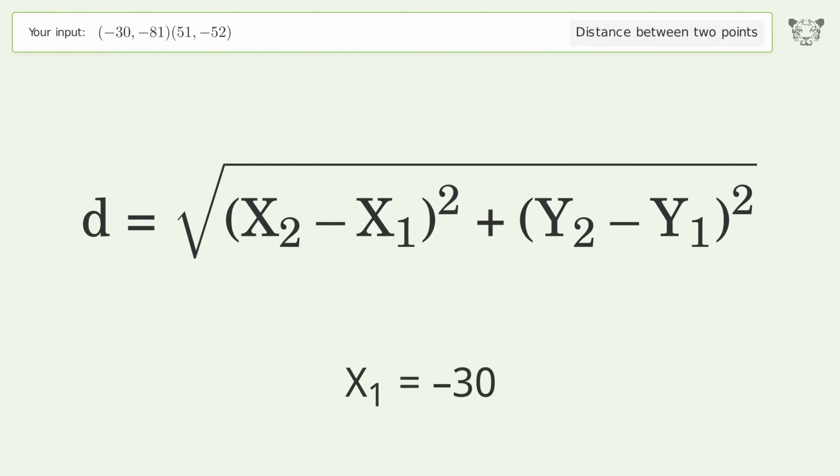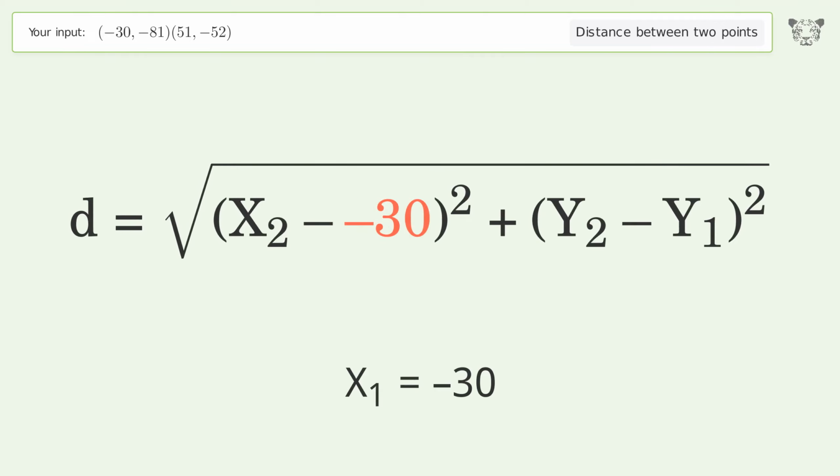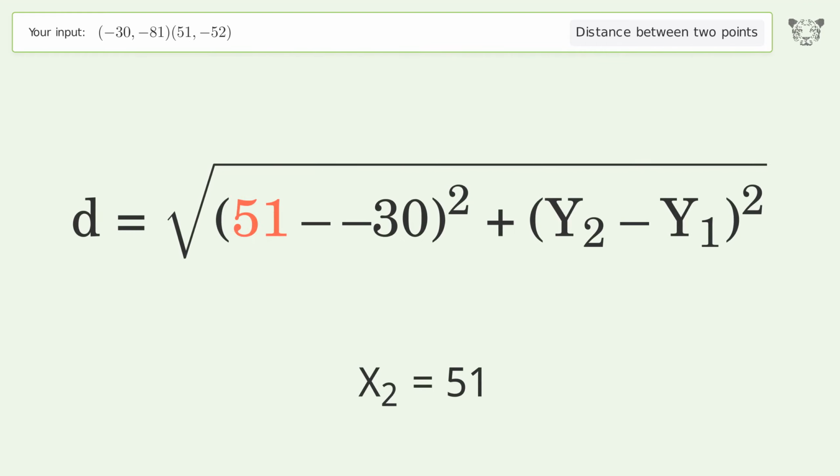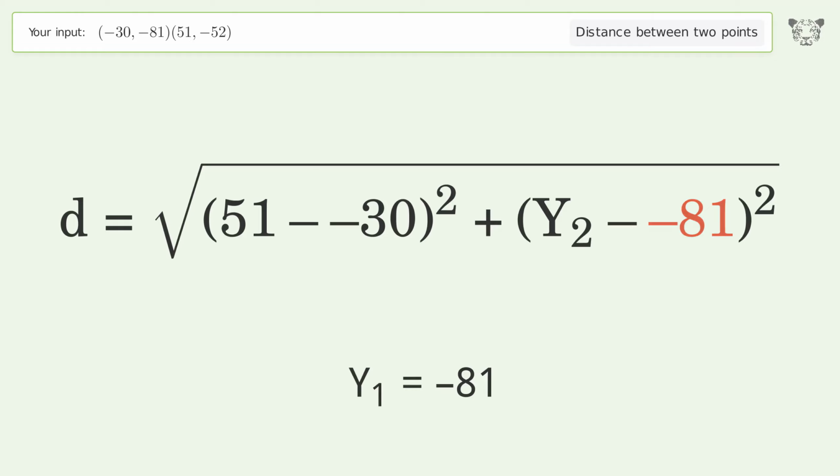x1 equals -30. x2 equals 51. y1 equals -81. y2 equals -52.